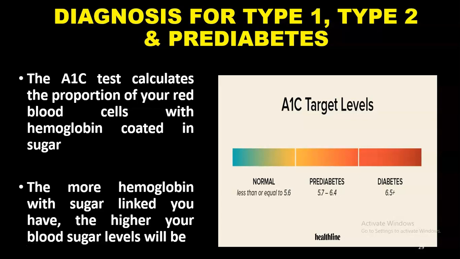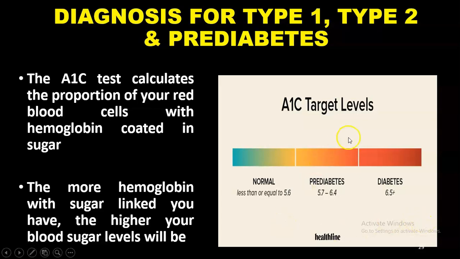Hemoglobin, a protein found in your red blood cells, binds to sugar as soon as it enters your bloodstream. Although everyone's hemoglobin has some sugar connected to it, those with higher blood sugar levels have more. The A1C test calculates the proportion of your red blood cells with hemoglobin coated in sugar. The more hemoglobin with sugar linked you have, the higher your blood sugar levels will be.